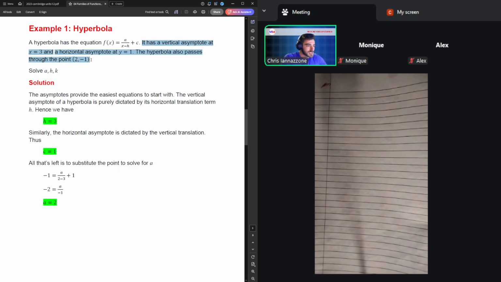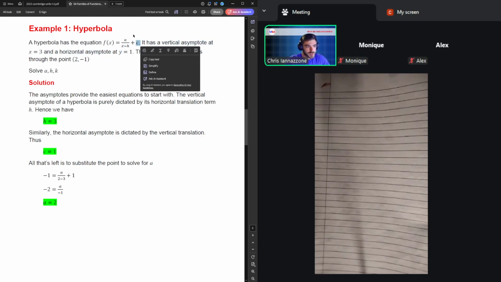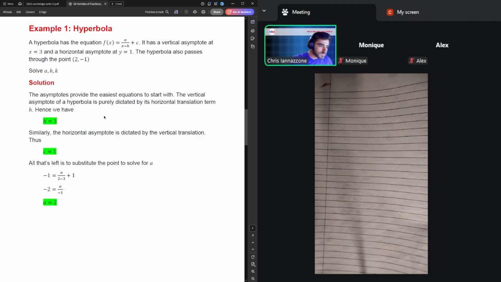But okay, so we have all this key information. What are we going to do to solve all the coefficients? Well, in the case of hyperbolas, hyperbolas are made up of a bunch of asymptotes. It has a vertical and a horizontal asymptote, and those are directly corresponding to the horizontal and vertical translations. The vertical asymptote is going to be corresponding to the horizontal translation, and the horizontal asymptote is going to correspond to the vertical translation. So this is just fundamentals of hyperbolas right now.